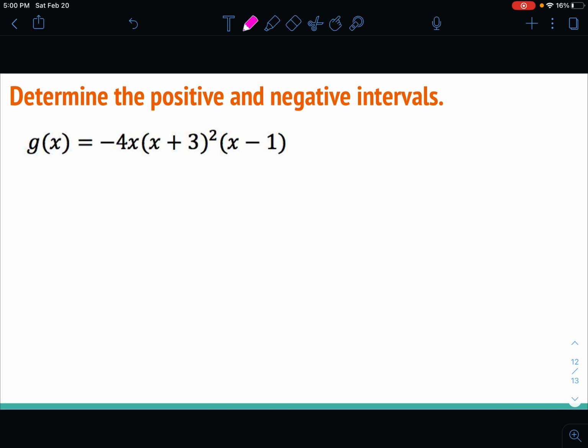Okay, let's give one of these a try. If you feel good right now, you could certainly pause this and try this. If you want to still work with me or do a little and pause and unpause, that's fine too. So step 1 is to find those x-intercepts.